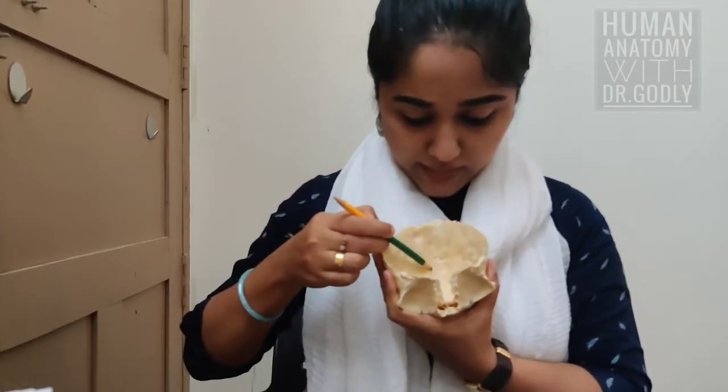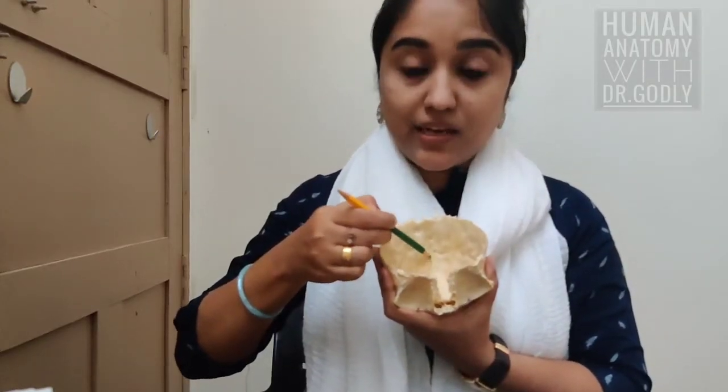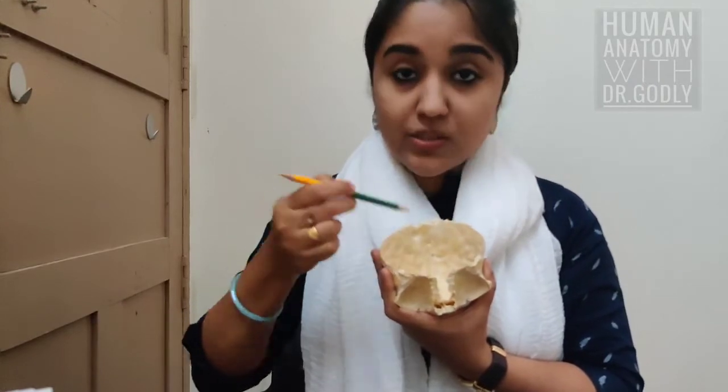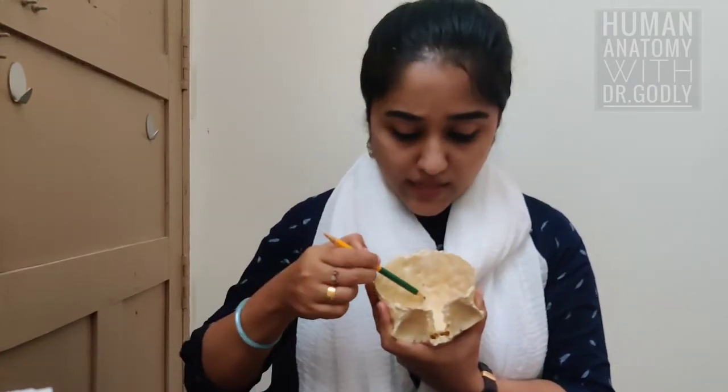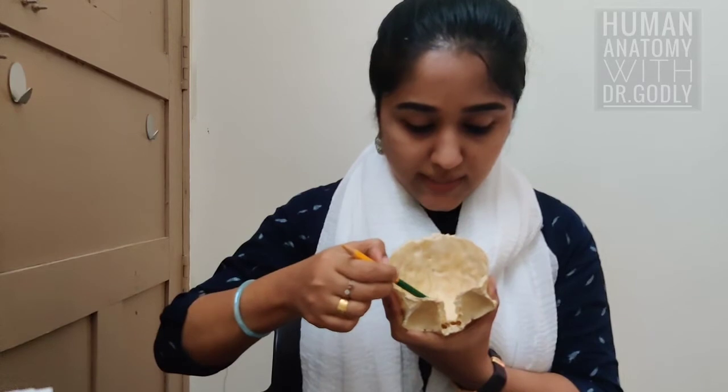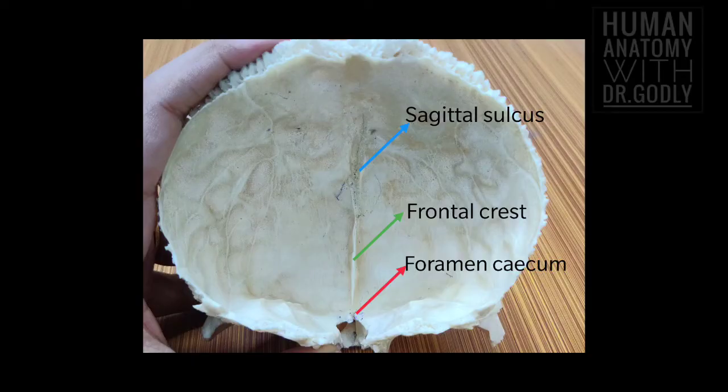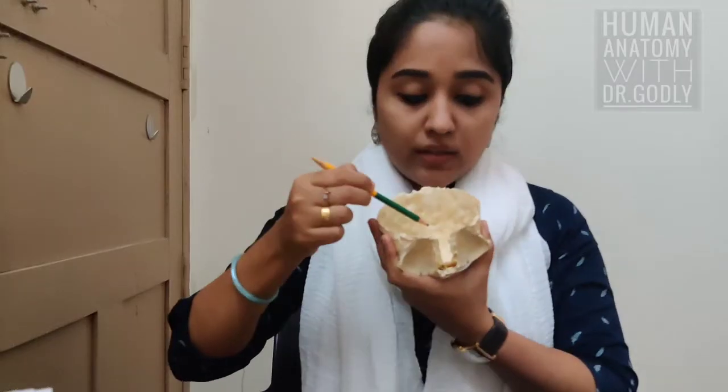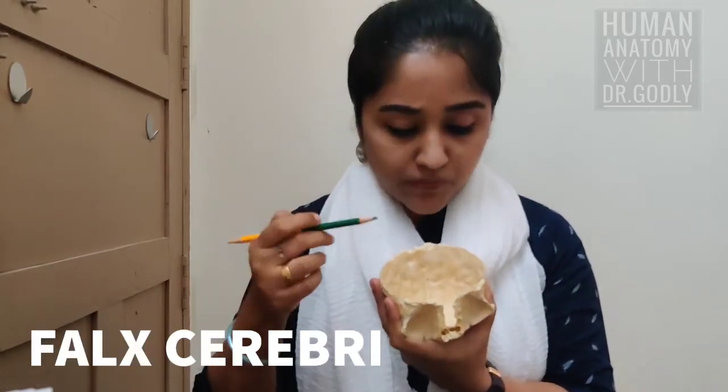In the upper median part, you get the sagittal sulcus. The sagittal sulcus lodges the superior sagittal sinus. And when you're going downwards, anteriorly you can see the sagittal sulcus meet at the frontal crest. This is the frontal crest. So the frontal crest and the margins of the sagittal sulcus give attachment to the anterior part of the dural fold, that is falx cerebri.